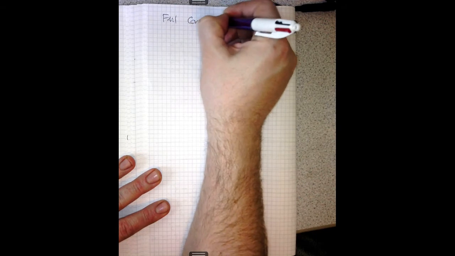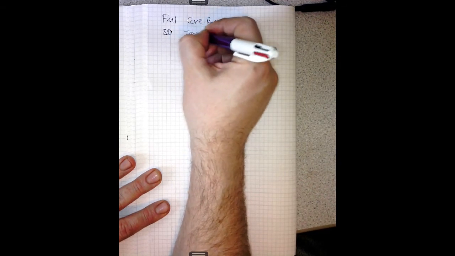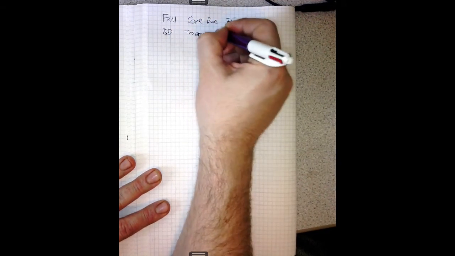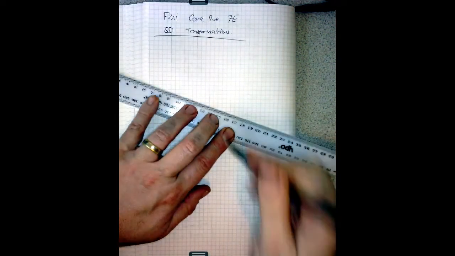We're looking at 7E. As you know, my favourite thing is to draw in 3D. So let's see how this goes. So transformations in 3D. First, I just want to establish a bit of terminology.